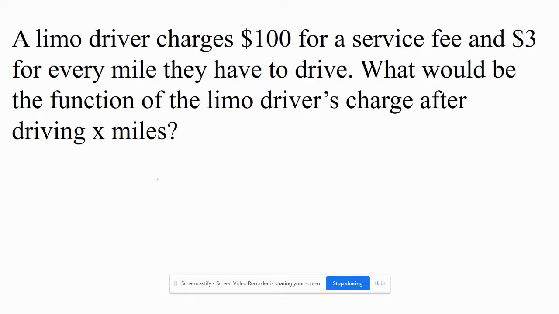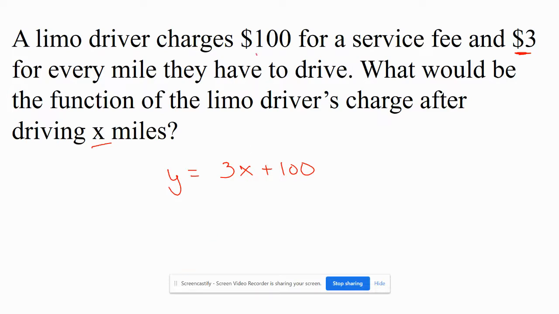Next, we have a limo driver. We're trying to figure out what the linear function would be for this particular example. A limo driver is charging $100 for a service fee and $3 for every mile they have to drive. What would be the function of a limo driver's charge after driving X miles? So we have a function here. Obviously, the charge is going to be Y, and we're charging $3 for every mile, and we have X miles, so we're going to put X there. And we have a $100 fee off the top, so we're going to put plus 100 as our constant.